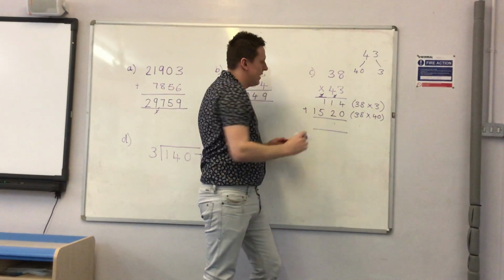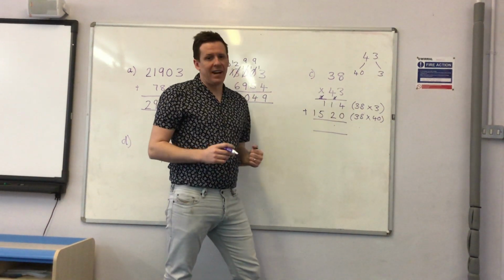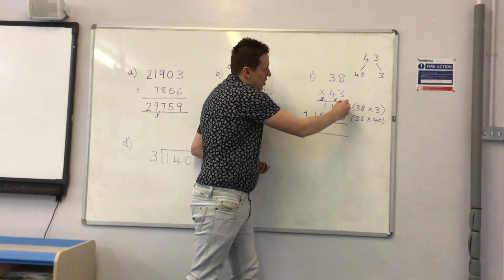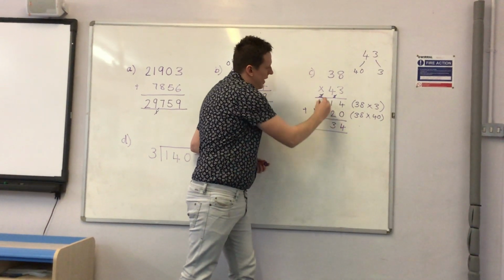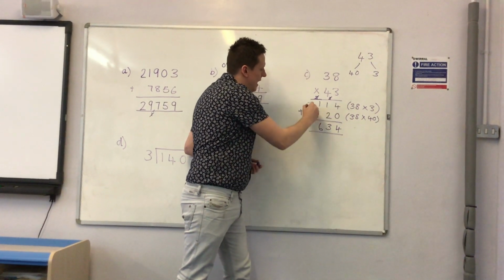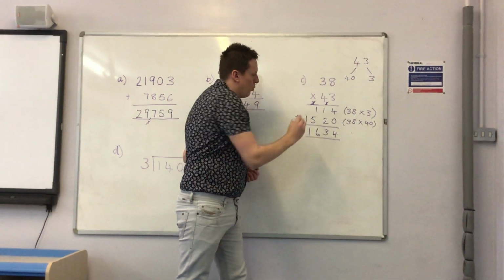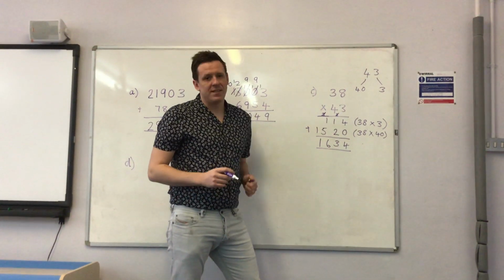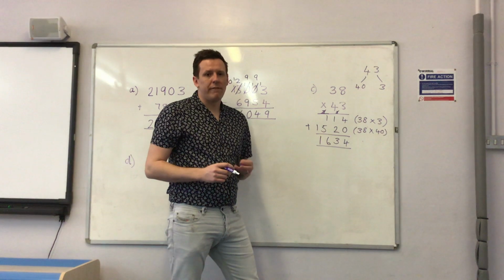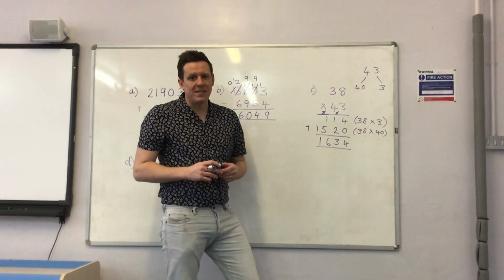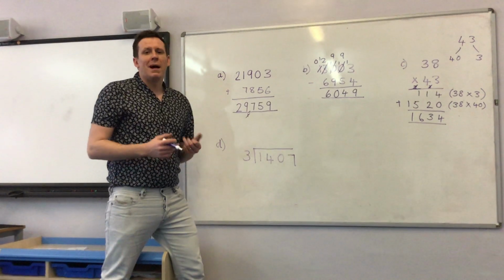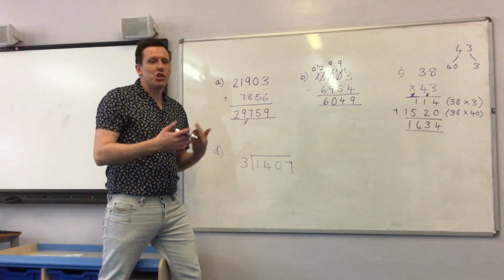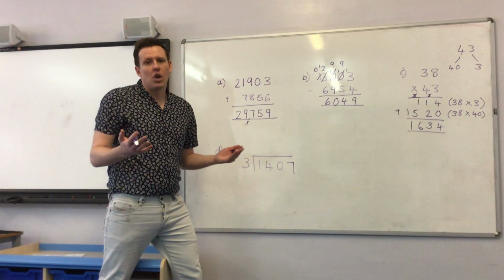And what I must finally remember to do is add these up to find the total. Simple column addition. 4 add 0 is 4, 1 add 2 is 3, 1 add 5 is 6, and in my thousands I've just got 1. So the answer to 38 times 43 is 1,634.